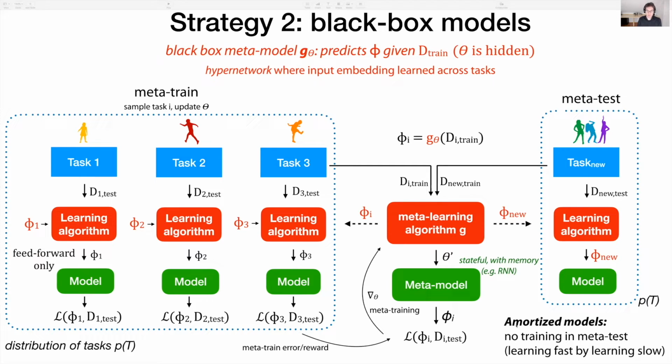So we also call these amortized models because there's no training at meta test time. It's also called learning fast by learning slow, because obviously they're fast at predict time, at meta test time, but they're slow at meta train time because they have to learn a lot to learn this transformation. This is also related to hypernetworks. Hypernetworks are networks that predict the weights of other networks, and you can see the meta model here as a type of hypernetwork, right? It produces the weights of another network, with the clarification that in this case, the embedding for the tasks is learned by the meta learner.